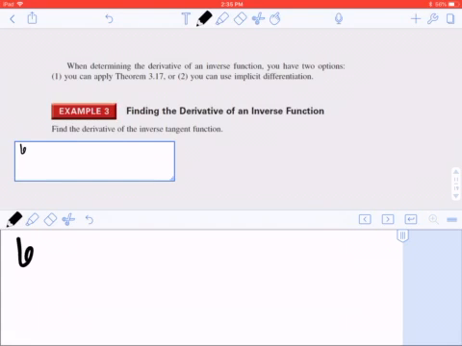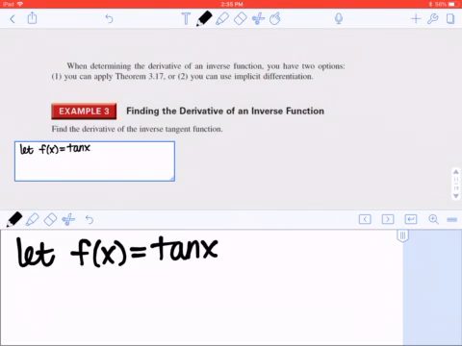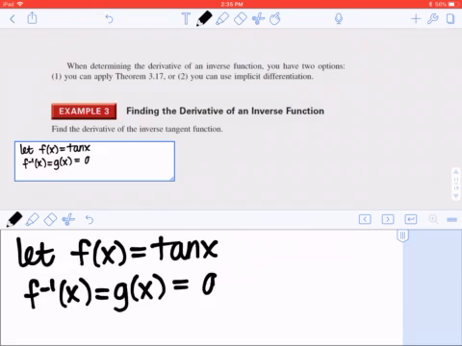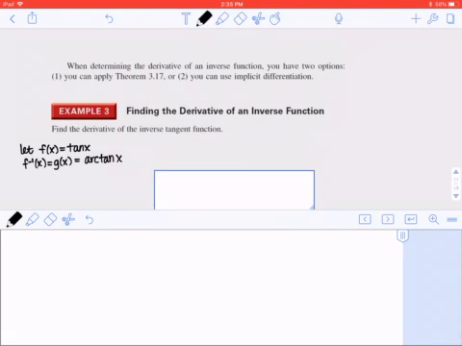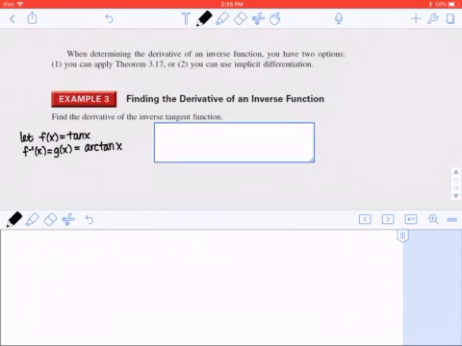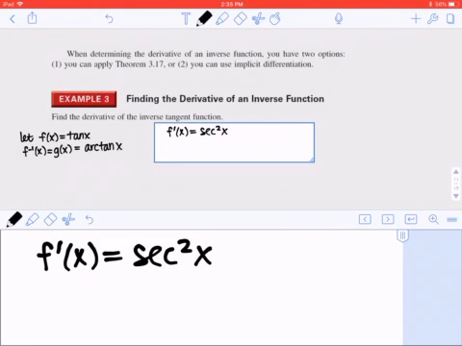Okay, so for this example, we're going to let f of x equal tan x, and then the inverse function, which we'll call g of x just for the sake of ease here, is obviously going to have to be arctan of x, because we know that those things are actually inverses. So what you can say then, we know what f prime of x is. That's not a big deal, right? That's secant squared x. We've known that a long time.